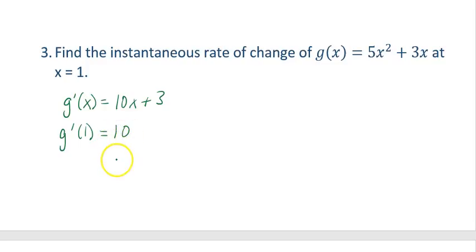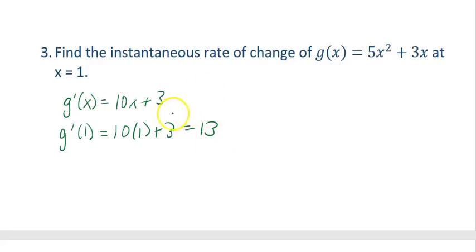And so I get 10 times 1 plus 3, and I get 13. So this one, instantaneous rate of change at 1 is 13. It's a very steep line.